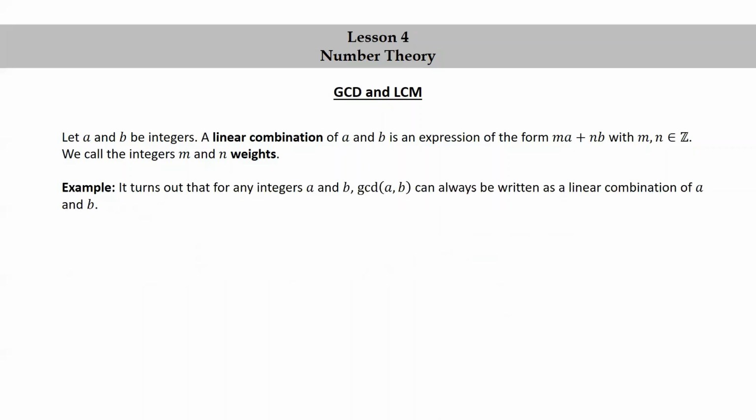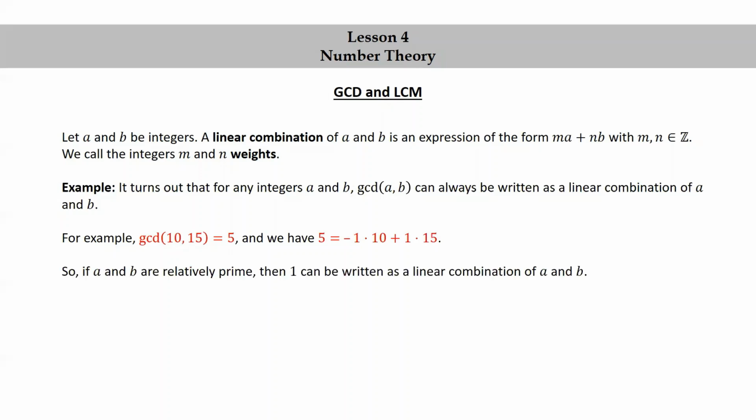It turns out that for any integers A and B, the GCD of A and B can always be written as a linear combination of A and B. For example, the GCD of 10 and 15 is 5, and we have 5 equal to negative 1 times 10 plus 1 times 15.